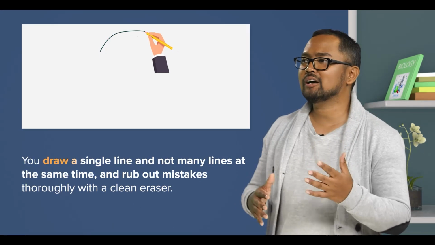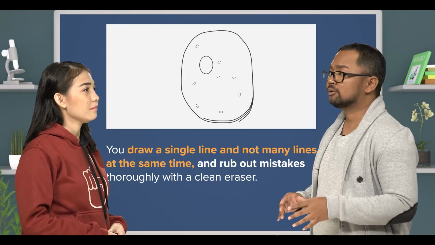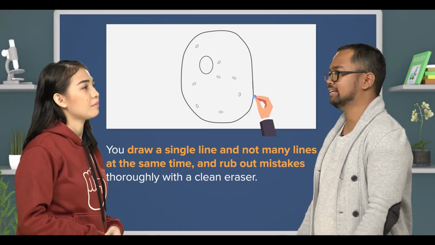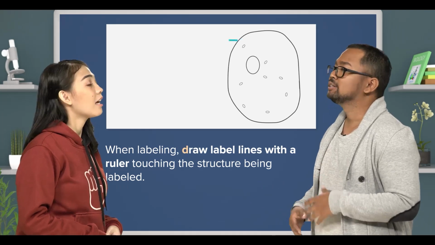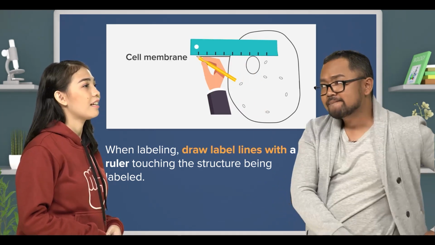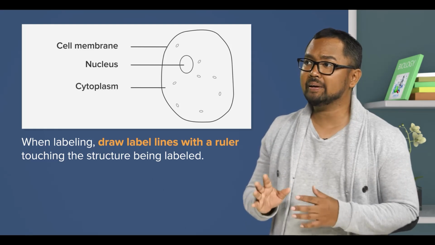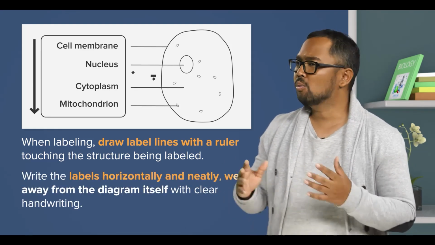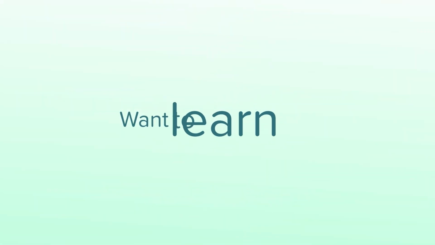Make sure that you draw a single line and not so many lines at the same time. Also, make sure to rub out mistakes thoroughly with a clean eraser. Okay, will do. When labeling, draw label lines with a ruler. The line must touch the structure being labeled, and write the labels horizontally and neatly, well away from the diagram itself, with clear handwriting.